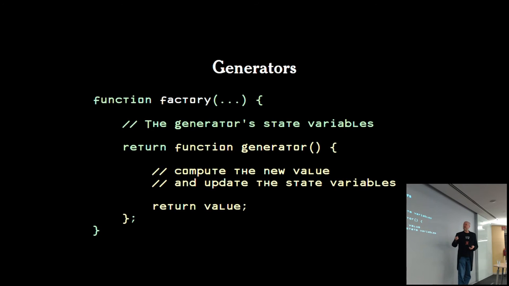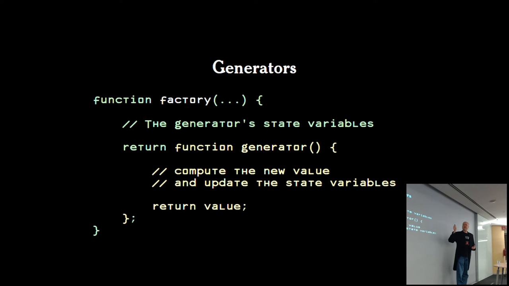Generators were added to ES5, and I think that was a mistake, because they weren't necessary. But the generators that ES6 added are too complicated. They've got weird, nasty syntax. And they change the model of the language, and you don't even need them. All you need to do generators is a function that returns a function. If you can handle that, you can do much better on your own. So let me demonstrate that.